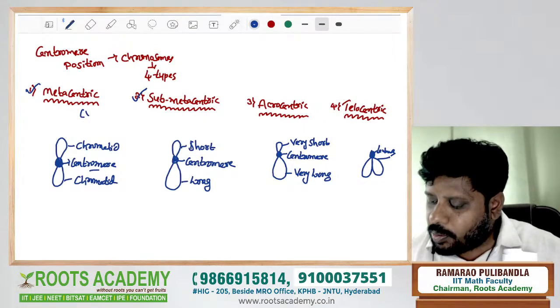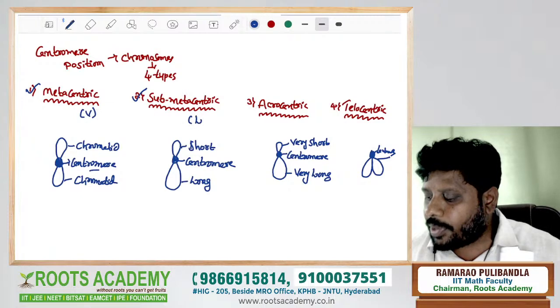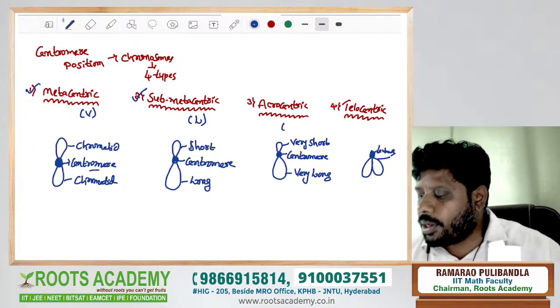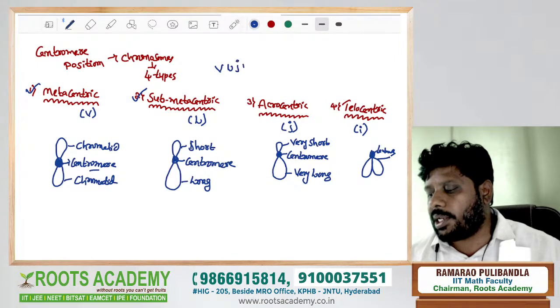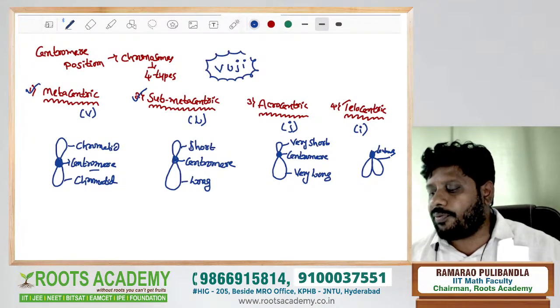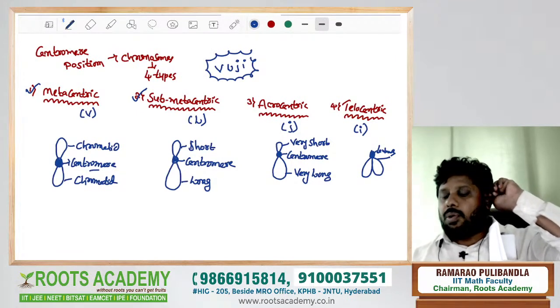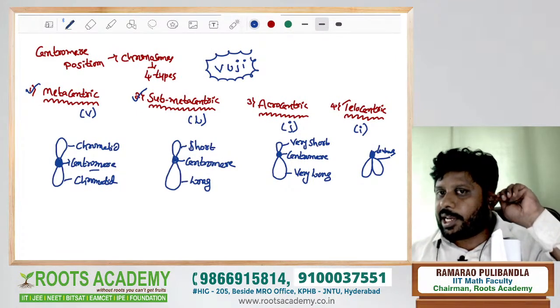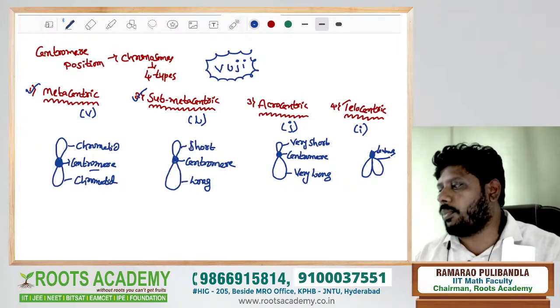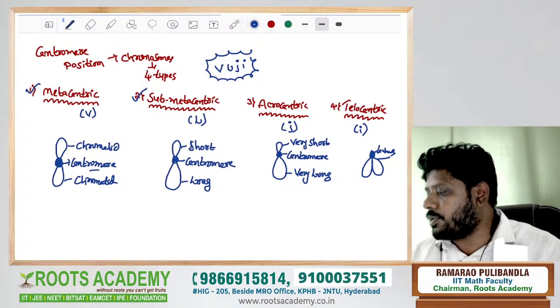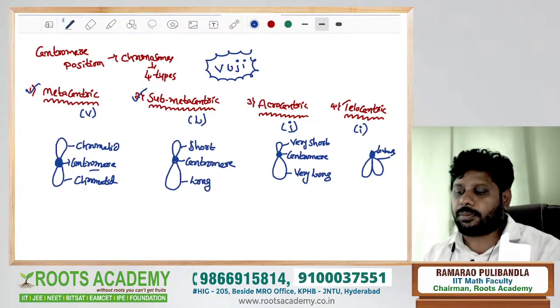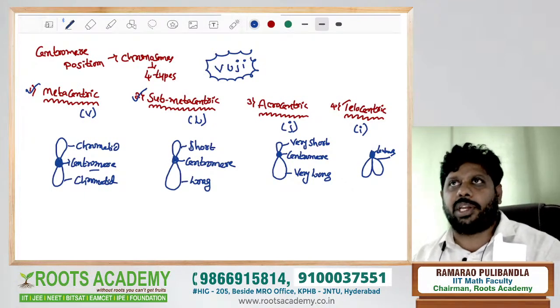And metacentric chromosomes appear in V shape, submetacentric L shape, acrocentric J shape, telocentric I shape. Means chromosomes appear in four shapes: V, L, J, I. So V shape is metacentric, L is submetacentric, acrocentric J, telocentric I. Clear? Any doubts? So this is the centromere related.